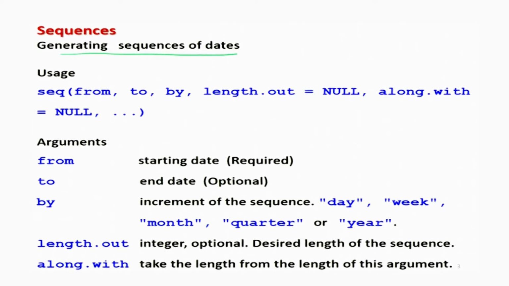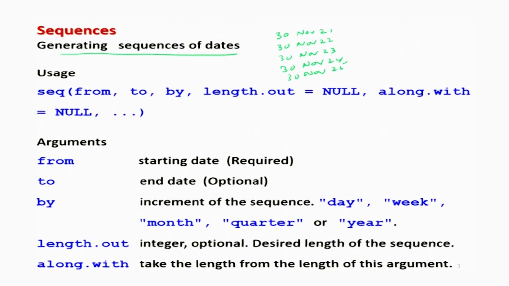For example, today is suppose 30th November 2021, and suppose you want to generate a sequence of 5 dates, where the increment is either by day, by week, by quarter or by year. If you want to generate 5 dates incremented at an annual level, they will be 30th November 21, 30th November 22, 30th November 23, 30th November 24 and 30th November 2025. This is how the sequence of dates will look.